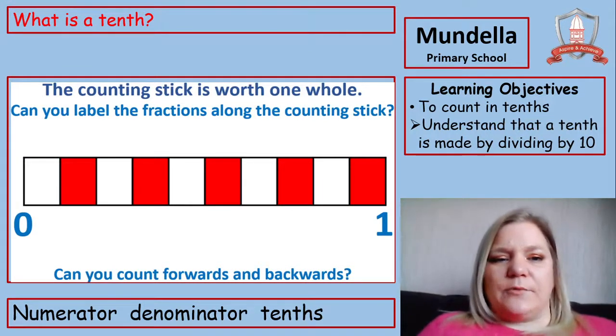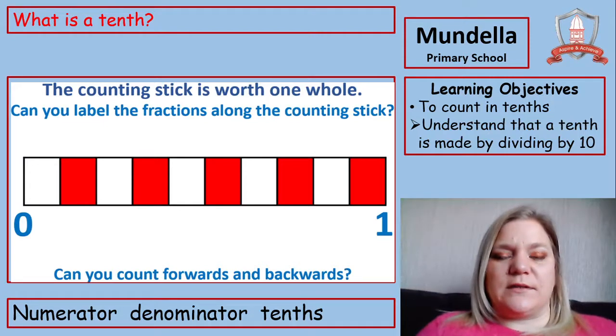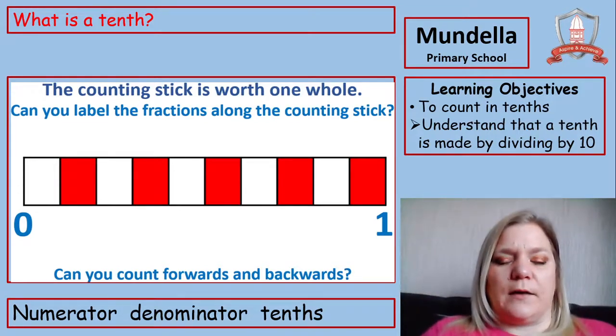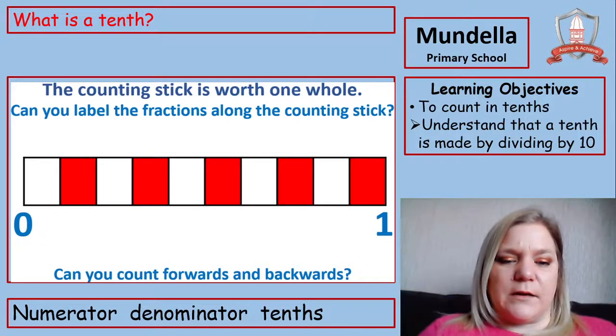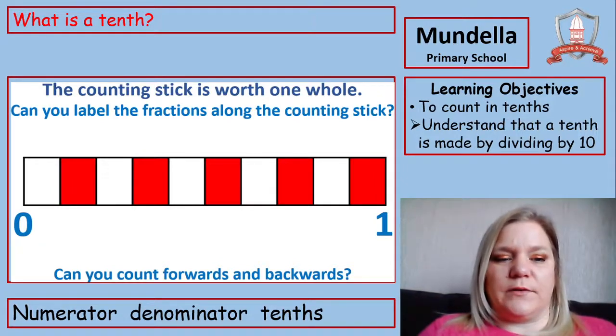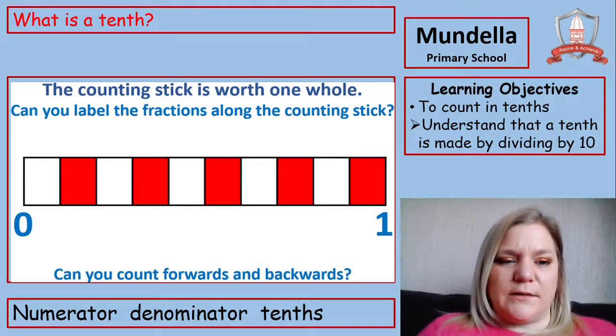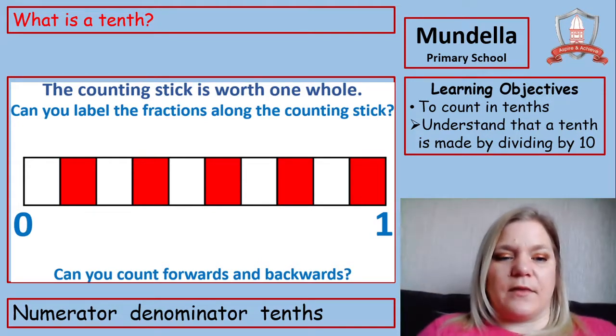If we have a look at this counting stick, we're going to count together between 0 and 1. So the counting stick has been divided into 10 equal pieces. Going from 0, we're going to count forwards in tenths. So count with me. 0, 1 tenth, 2 tenths, 3 tenths, 4 tenths, 5 tenths, 6 tenths, 7 tenths, 8 tenths, 9 tenths, and just pause there for a moment.